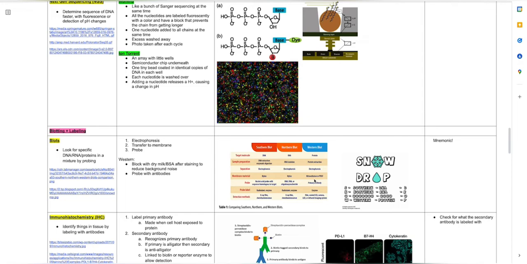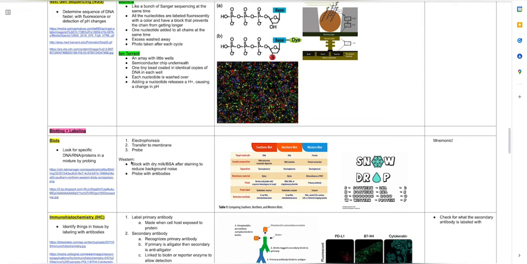There are also various methods to probe, but we'll talk about how Western blots are probed a little bit later. I've included a little more on Western blots because they are the most commonly talked about. So first, in Western blots, you have to stain your membrane after you transfer it, so you can see the proteins.